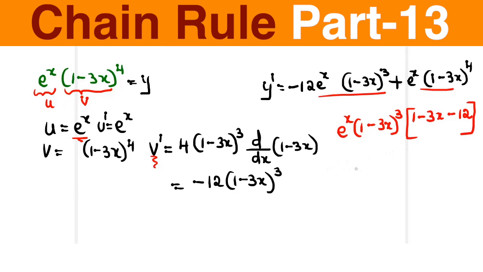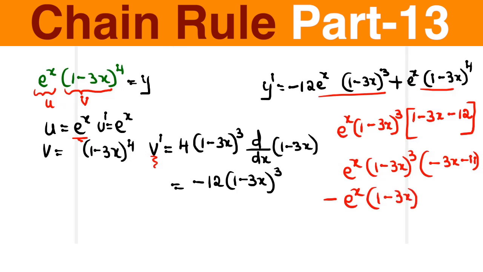This is equal to e power x (1 minus 3x) the whole cube, and this is minus 3x minus 11. I can also take the minus sign outside. So minus e power x (1 minus 3x) the whole cube into (3x plus 11). This is the simplification of this expression so that you write everything nicely in the product format.